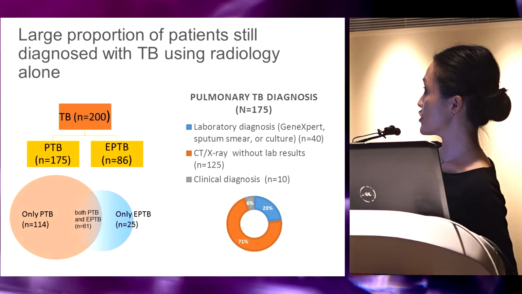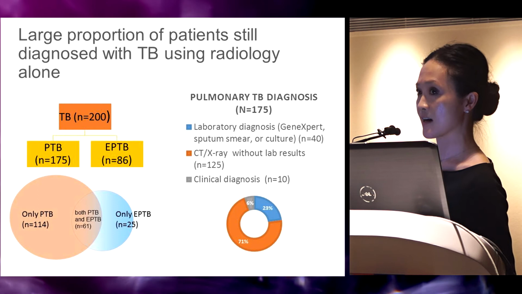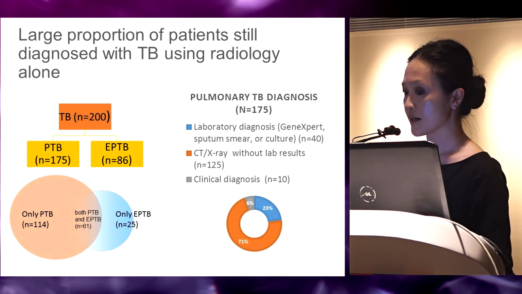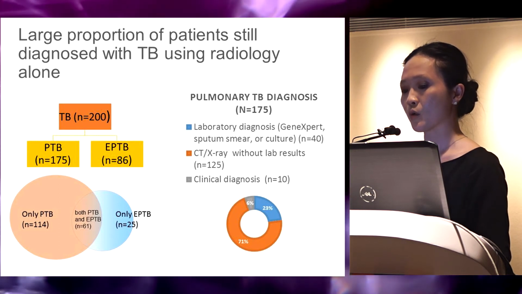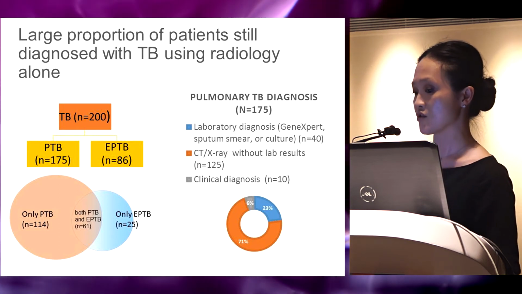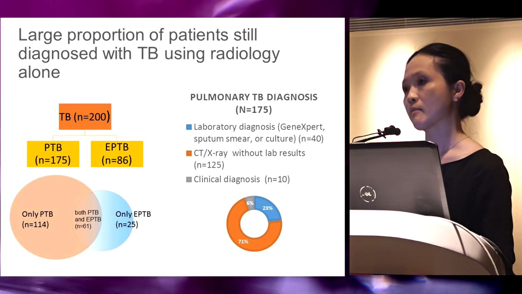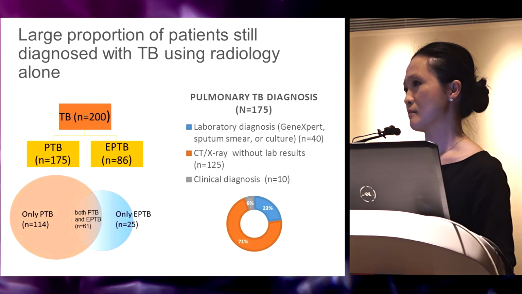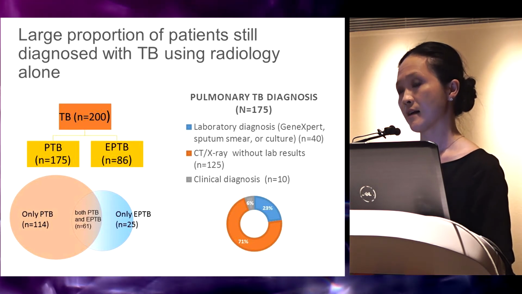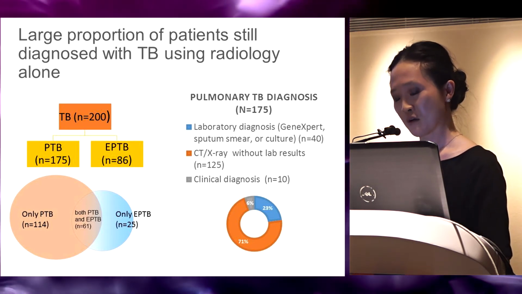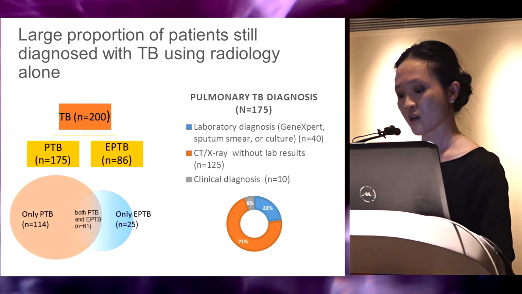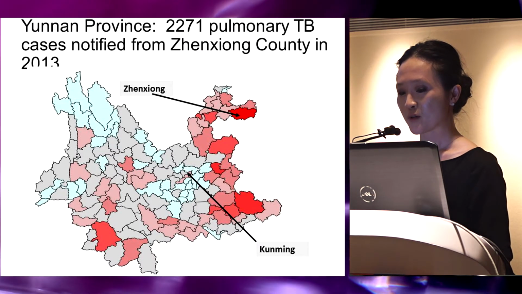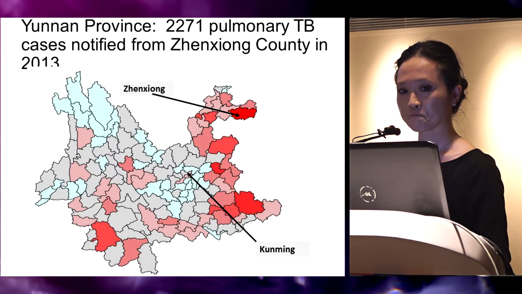71% in the orange were diagnosed by radiology without lab results, a total number of 125. The laboratory diagnosis, which included Xpert, smear, or culture, was only for 40 patients, or 23%, and then a small proportion clinically diagnosed. So this is really just the first use of the GeneXpert in Yunnan province, and we still have a lot of work to do, but we're excited that at least it's being used, and even though there's more work to be done, it's an improvement on the baseline.